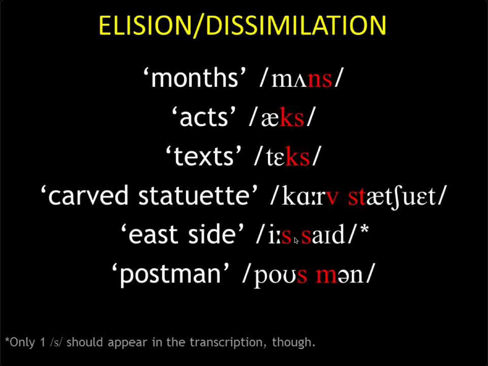East side, there would be a t here. Three consonants. The one in the middle might be deleted. And then you have two s sounds. Then you delete one of them as well. You end up just saying "eas side." West side or east side.